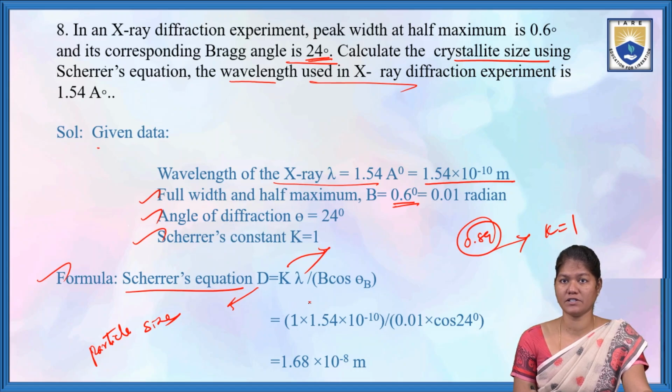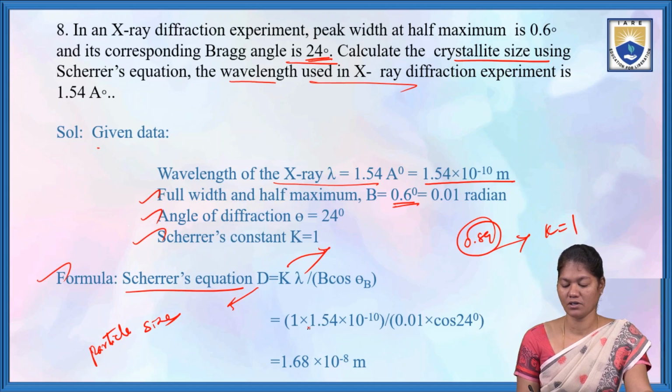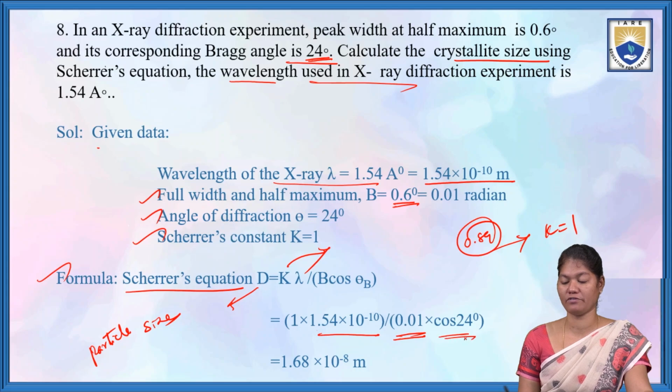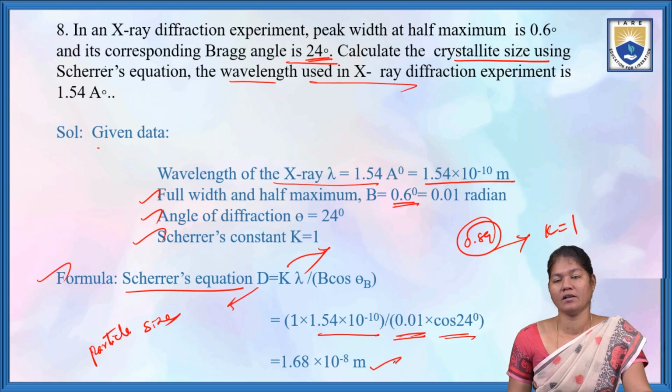So D is equal to K lambda by B cos theta, which is 1 into lambda 1.54 × 10^-10 divided by 0.01 radian into cos 24 degrees. After calculating, we have the value 1.68 × 10^-8 meters.